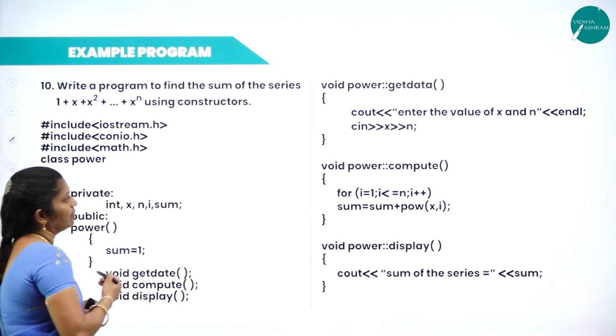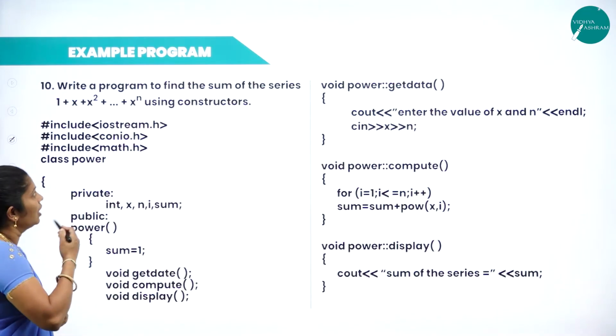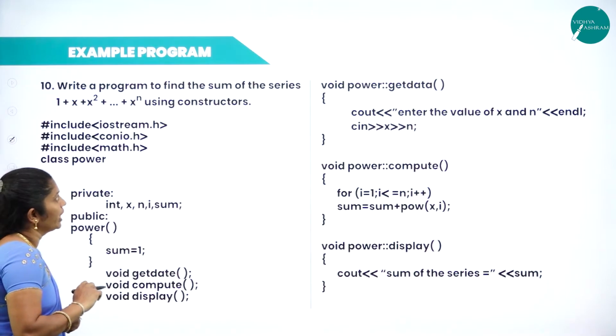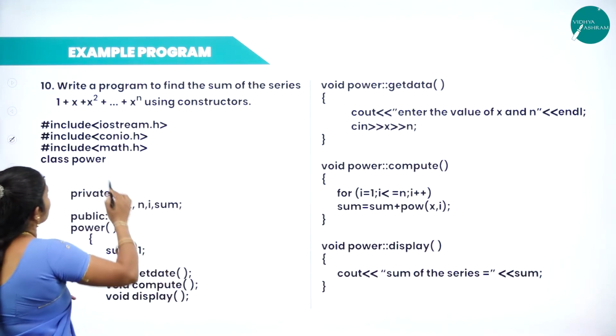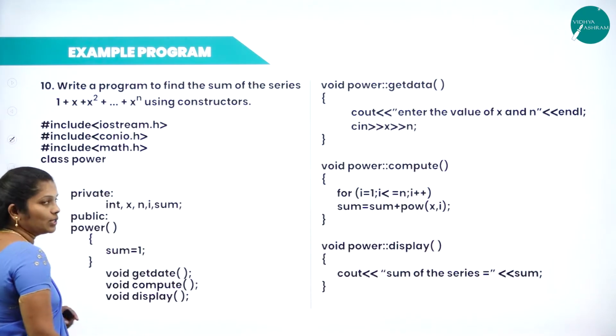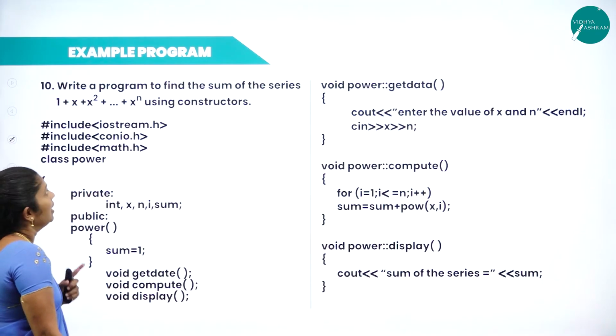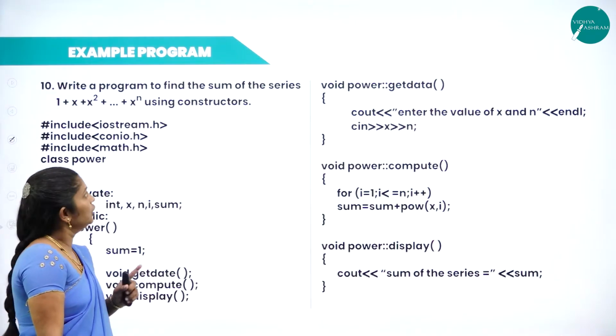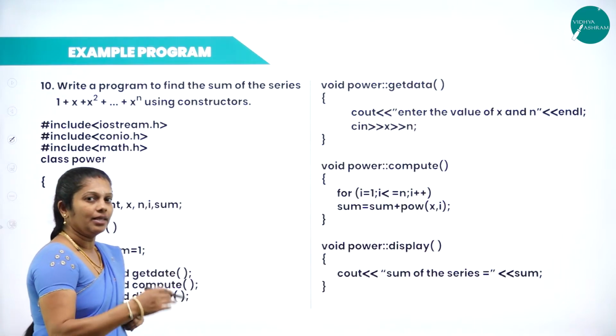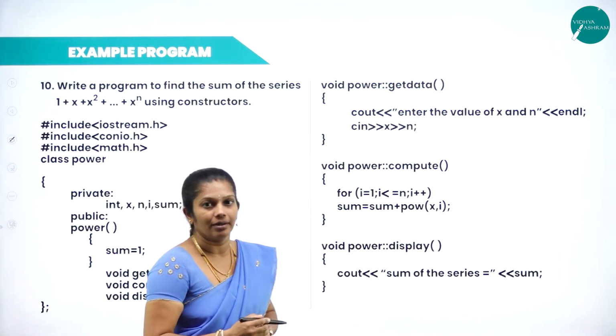Now, we want to explain with one example program. If you observe here, write a program to find the sum of the series. That is, here they have given a series 1 plus x square plus up to x to the power of n using a constructor. Then, how to write the program here?